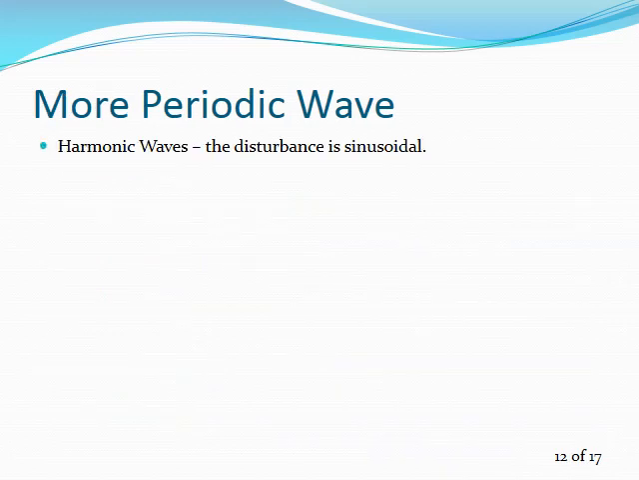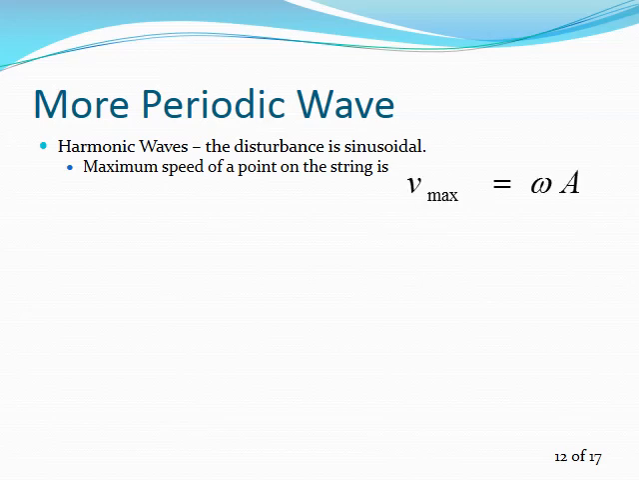And there's more periodic waves. A type of periodic wave is called a harmonic wave, and we can describe that using sines and cosines. It's called a sinusoidal disturbance. If we have a sinusoidal disturbance or a harmonic wave, we can predict the maximum speed of a point on the string, or how fast it's going up and down, its max speed going up and down, because it mimics simple harmonic motion. And that would be equivalent to its angular frequency times its amplitude, just like simple harmonic motion.